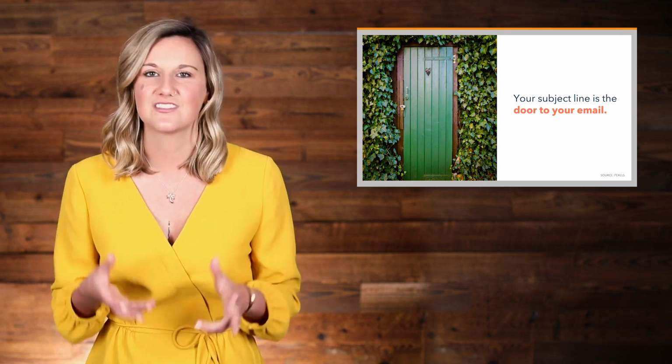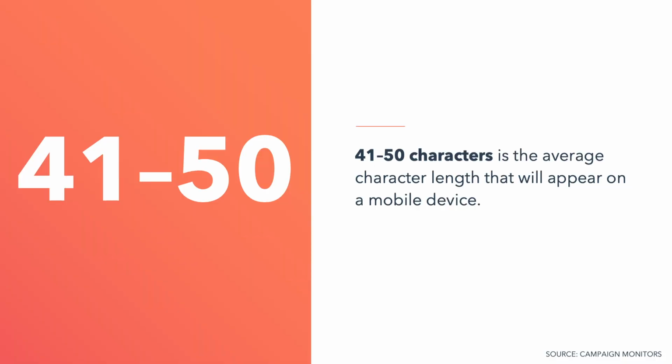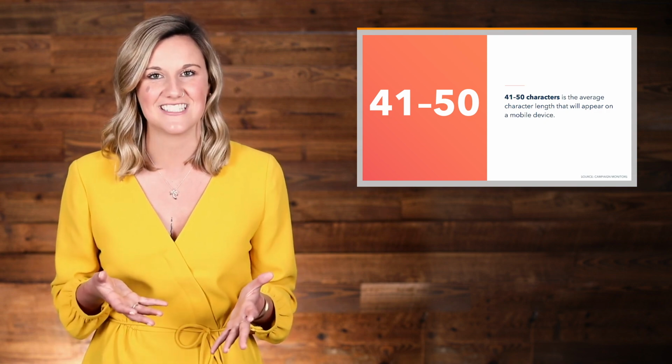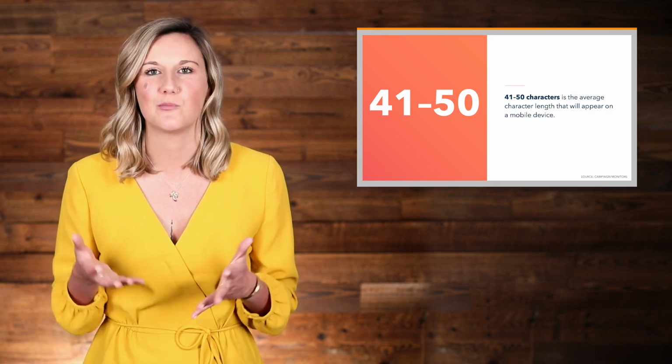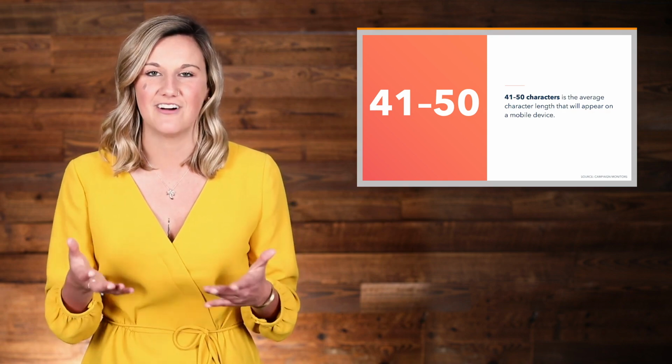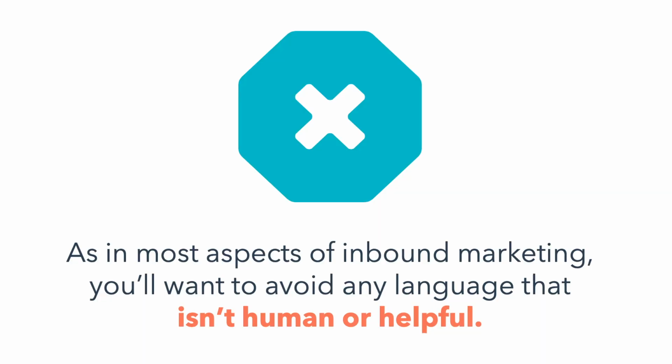With subject lines, shorter is better. 41 to 50 characters is the average character length that will appear on a mobile device. And given our world today, where most of us are reading emails on our mobile devices, aiming for this range will be important, since a majority of your readers will be taking a look at your email on their mobile device.